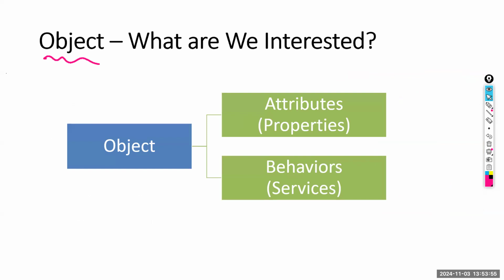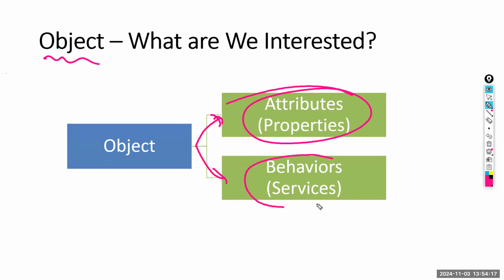Right. So as I told you, when we say object, an object is an entity, something that is important for us. We are interested in two things about an object. That is, what are the attributes or properties of that object or entity? And what are the behaviors or services of that entity or object? Okay.